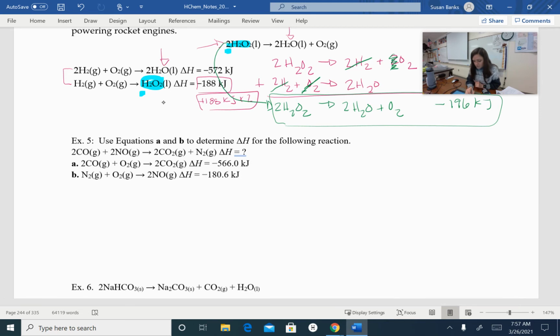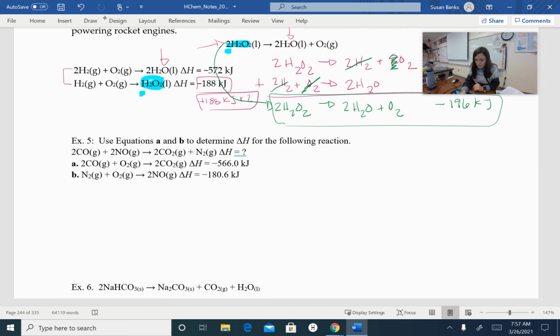So I've got 2 carbon monoxides and 2 nitrogen monoxides going to make me 2 carbon dioxides and nitrogen. I want to know the enthalpy of the reaction. I'm going to use the following equations to do that. Now, let's see what I need to do.